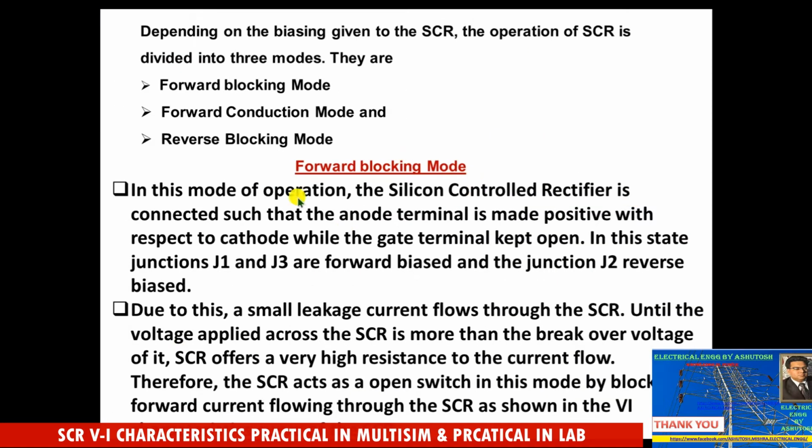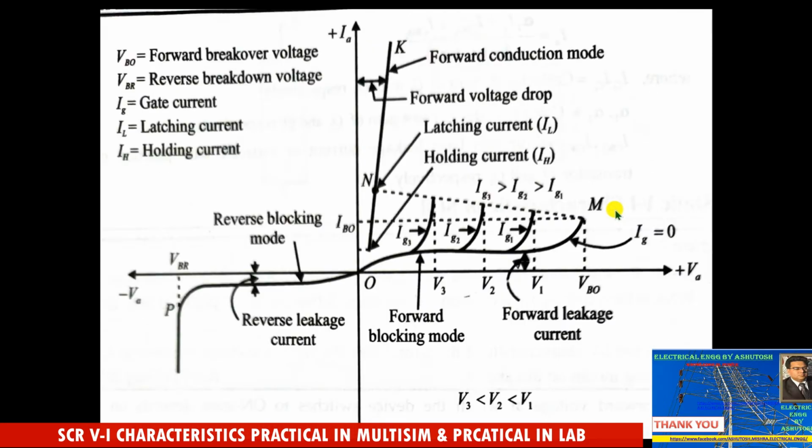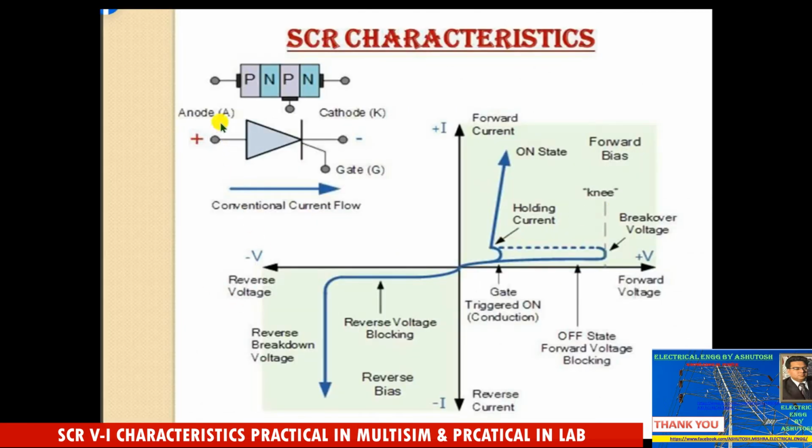In forward blocking mode, in this mode of operation, the SCR is connected such that the anode terminal is made positive, as you can see here, and the cathode terminal is made negative.